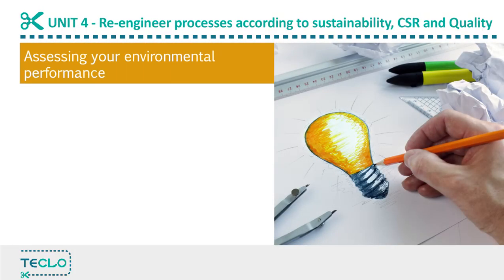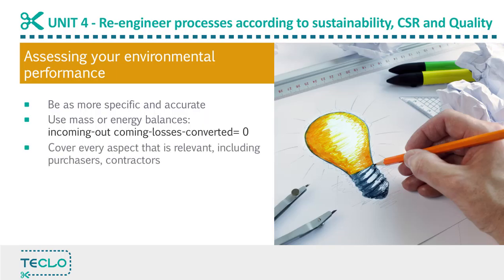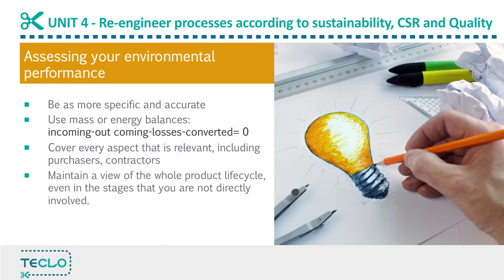Assessing your environmental performance. When assessing your environmental performance, you should be specific and accurate. Track materials and energy as they are used in business and use mass or energy balances. Incoming minus outgoing minus losses minus converted equals 0. Cover every aspect that is relevant, including purchasers, contractors, and maintain a view of the whole product life cycle, even in the stages that you are not directly involved.